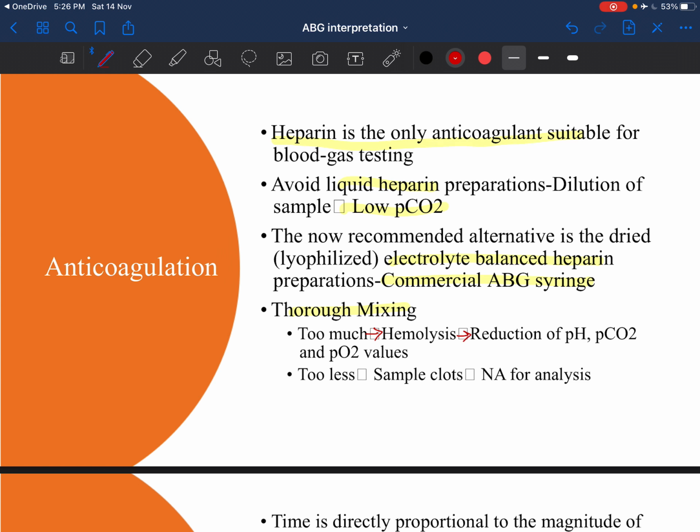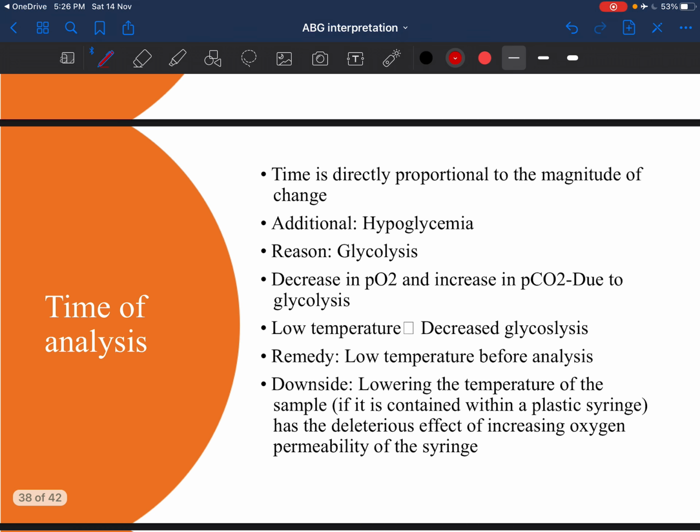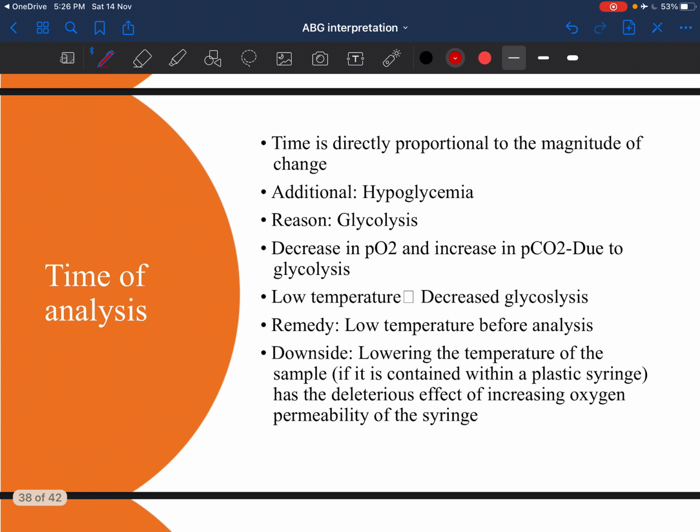If there is hemolysis, it causes reduction of pH, PCO2 and PO2. If you do not mix it enough, then the sample clots, and you will not be able to analyze. Timing of analysis: the more delay you make, the more proportionate changes will happen. Another thing that can happen apart from your decrease in PO2 and increase in PCO2 is your glucose problem.